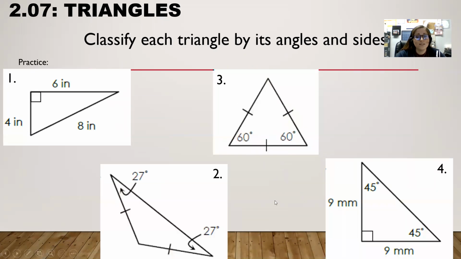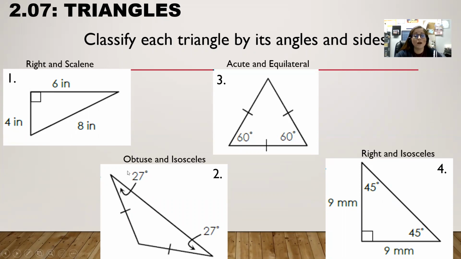A couple more practice questions just to look this over. So in question number 1, we can see that there is this box again that tells us this is a right triangle. Okay, so we would say that this is a right triangle. And then we could see that each of these sides is labeled with a different measurement. So that means none of the sides are equal. It means that this is a scalene triangle.